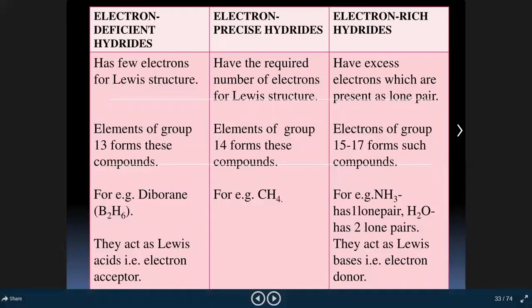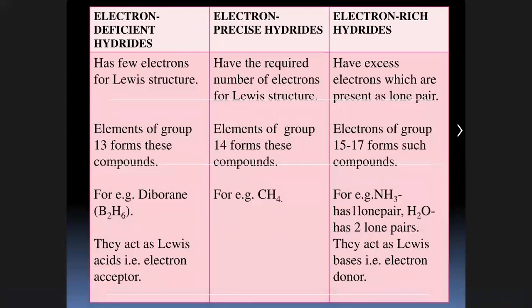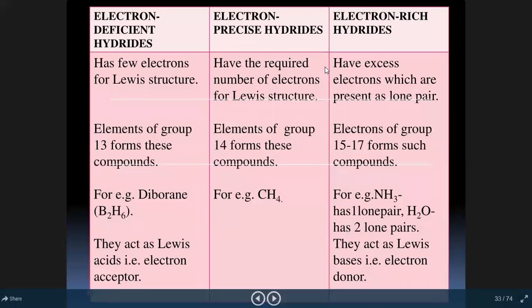So electron deficient hydrides are those which have fewer electrons than required for the Lewis dot structure. What was the Lewis structure? In which Lewis arranged all the lone pair and unpaired electrons around an element in the form of dots. They were arranged as dots around the elements, right? So if there are lone pair electrons or any unpaired electron present around the hydride, then this type of hydride is known as electron deficient hydrides, okay.